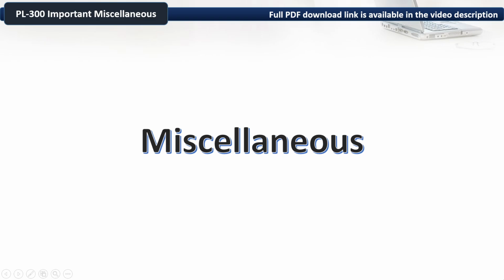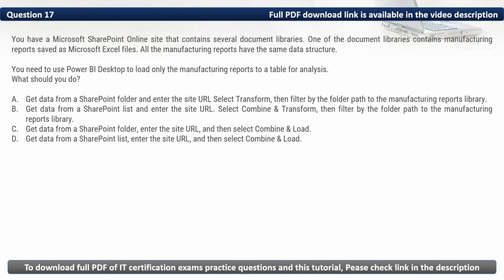To the miscellaneous questions, question 17. You have a Microsoft SharePoint Online site that contains several document libraries. One of the document libraries contains manufacturing reports saved as Microsoft Excel files. All the manufacturing reports have the same data structure. You need to use Power BI Desktop to load only the manufacturing reports to a table for analysis. What should you do?